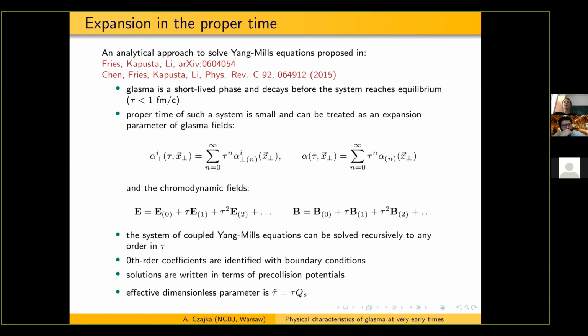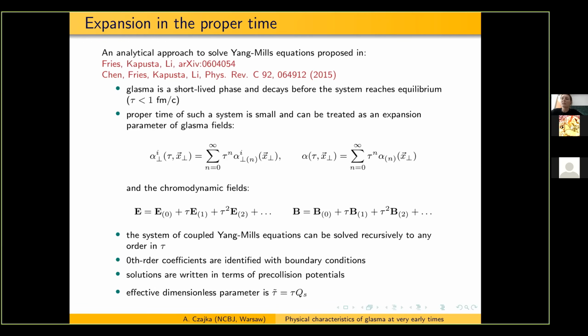So, here is the method. This is expansion in the proper time, one of the methods to study the temporal evolution of glasma. This method was proposed a few years ago; it was actually developed over many years, and especially in these two papers. The basic assumption, which we know from looking at the initial stage from different sides, is that glasma is a short-lived phase, and equilibrium is reached quite early. So the proper time of glasma is small, and it can be used as an expansion parameter.